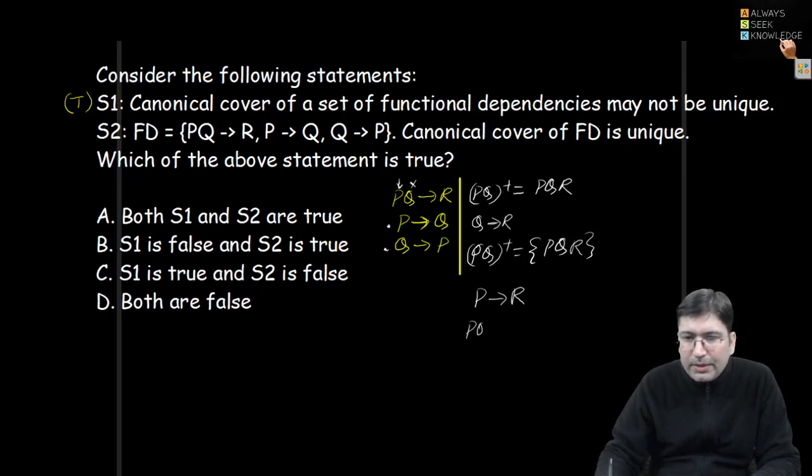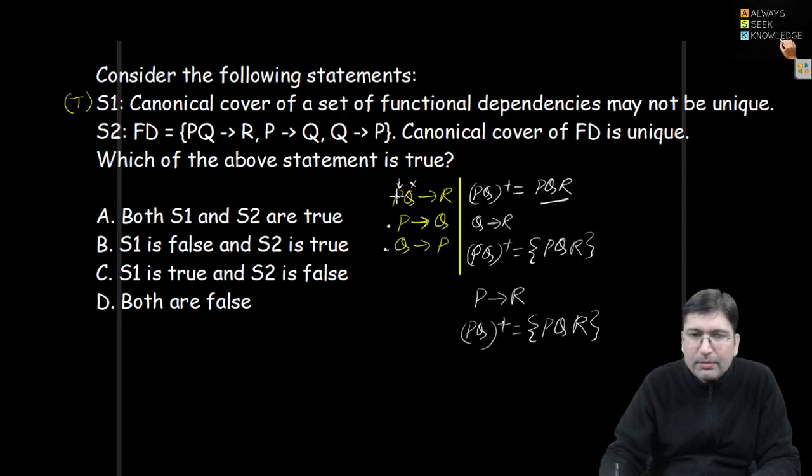So if you now calculate the closure of PQ, you will find PQ, and because P implies R, you will get R. That means you can get the same thing even though you don't have Q here, you just have P implies Q.